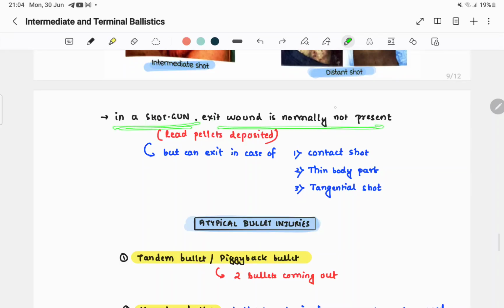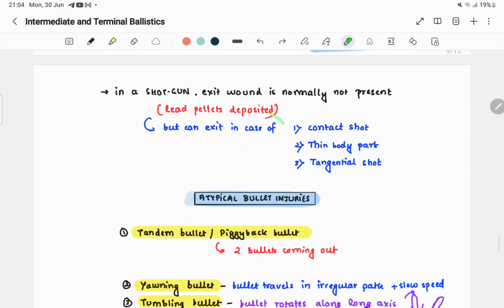In a shotgun, exit wound is normally not present, but it can be present in case of contact, thin body part or tangential shot. Exit wound is normally not present, but if it is a tight contact, or shot on a thin body part like a palm, then an exit wound may be there.